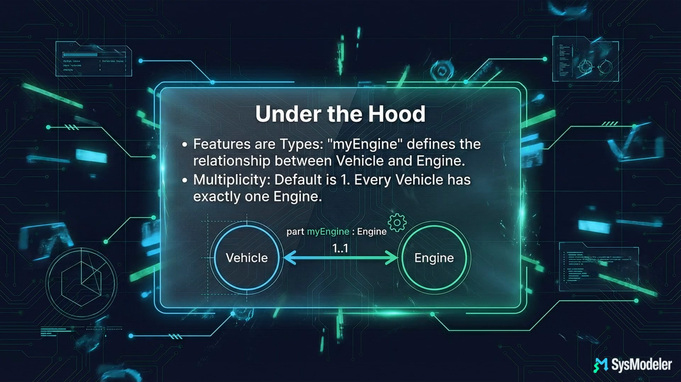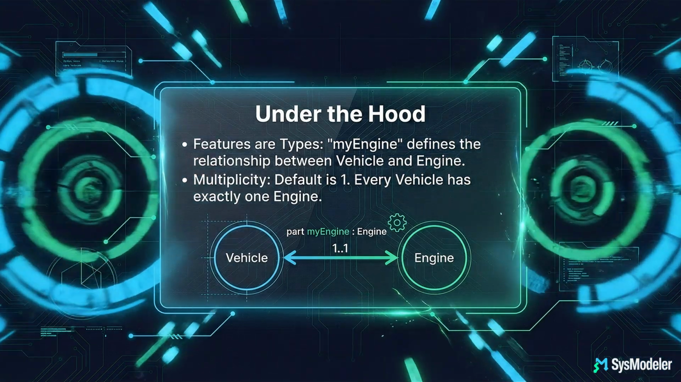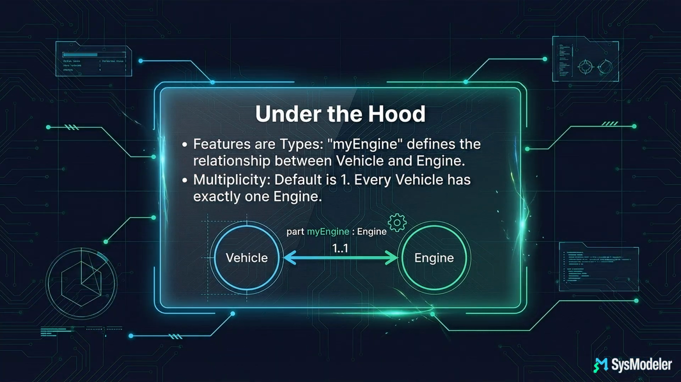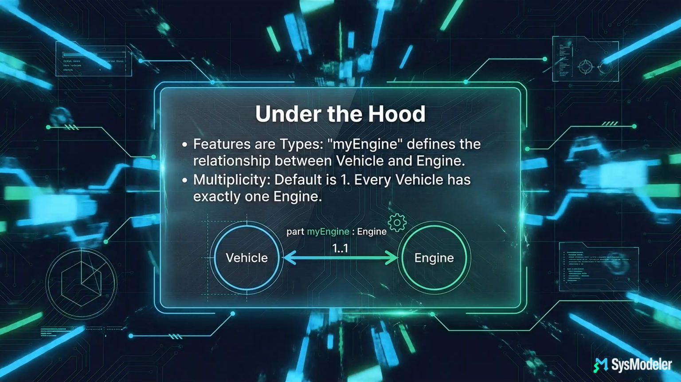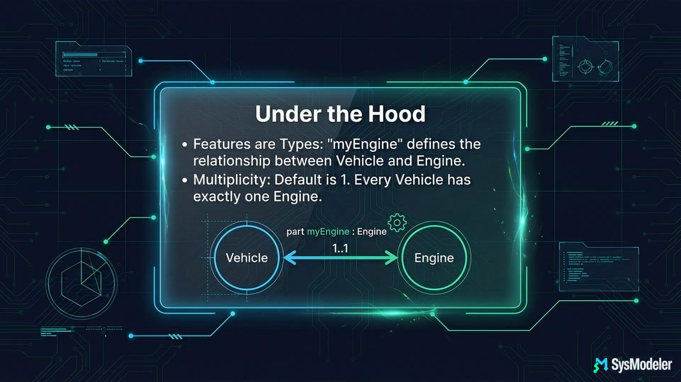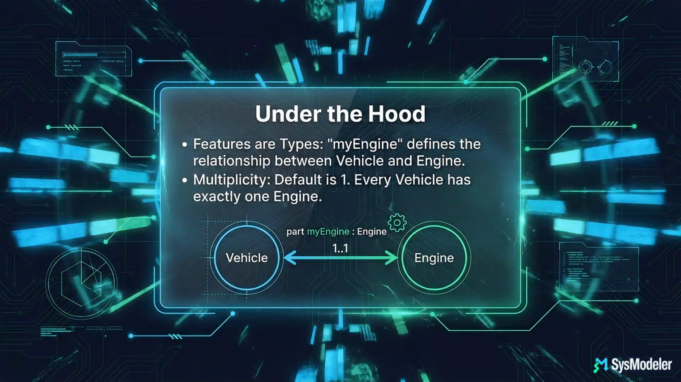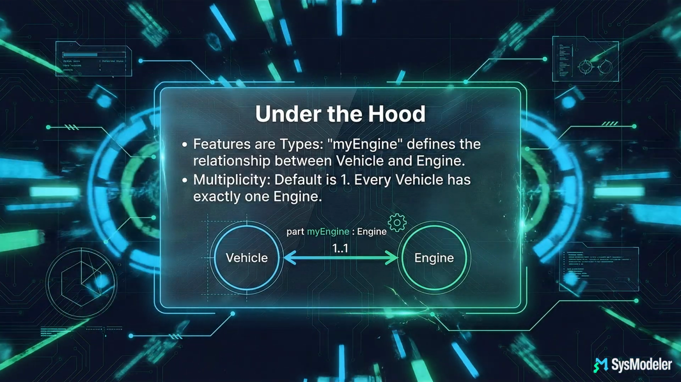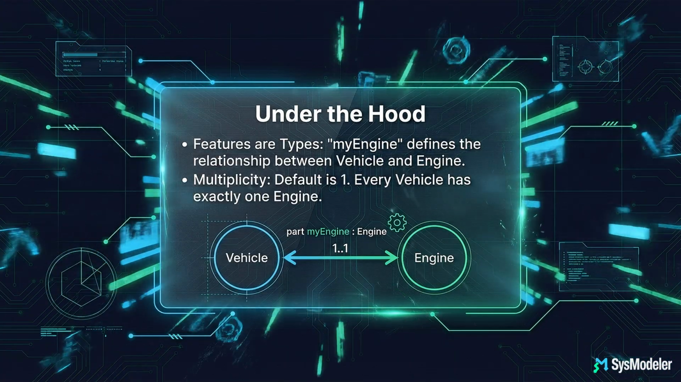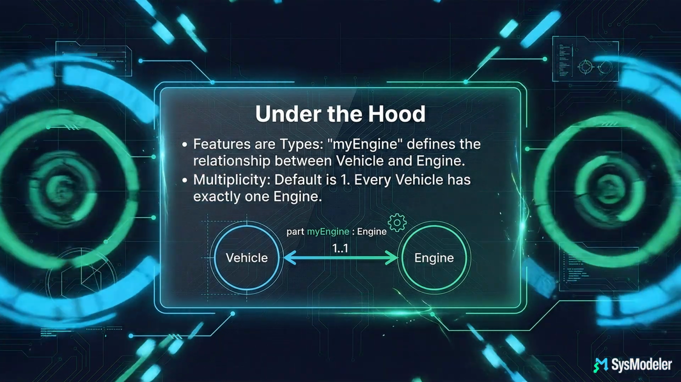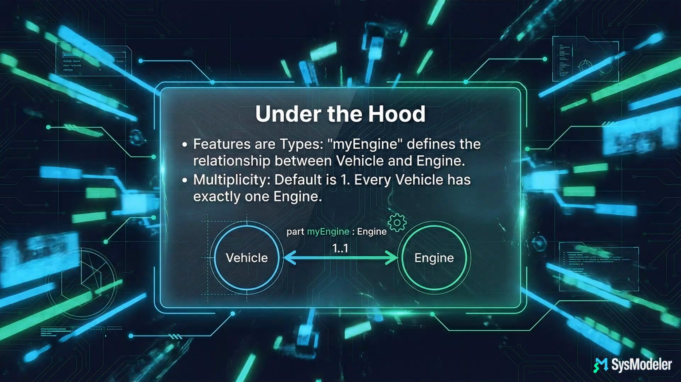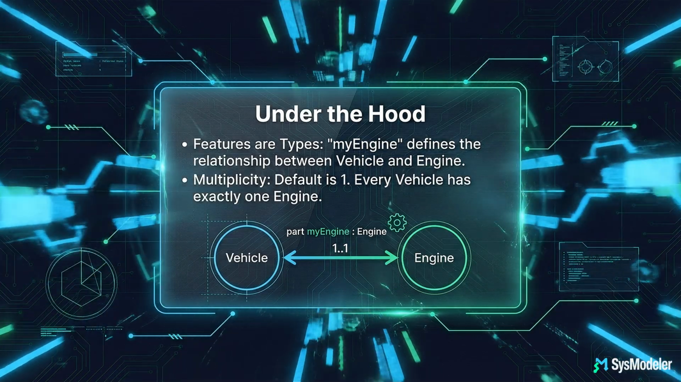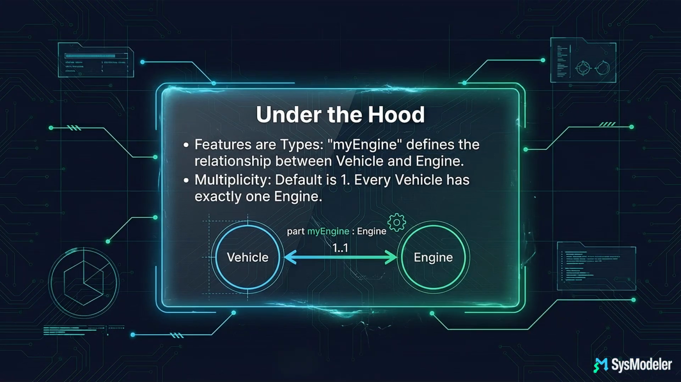Now a quick technical note for our language experts. In SysML v2, features are technically types that classify the relationship between the containing type and the instances of the feature type. In this example, myEngine formally defines the relationship between vehicle and the engine it uses. Also, by default, a part usage like myEngine has a multiplicity of 1. This means every vehicle must have exactly one engine unless you explicitly allow otherwise.